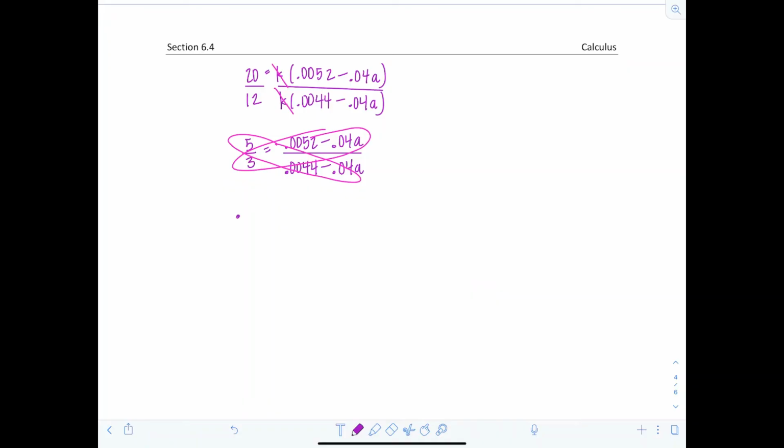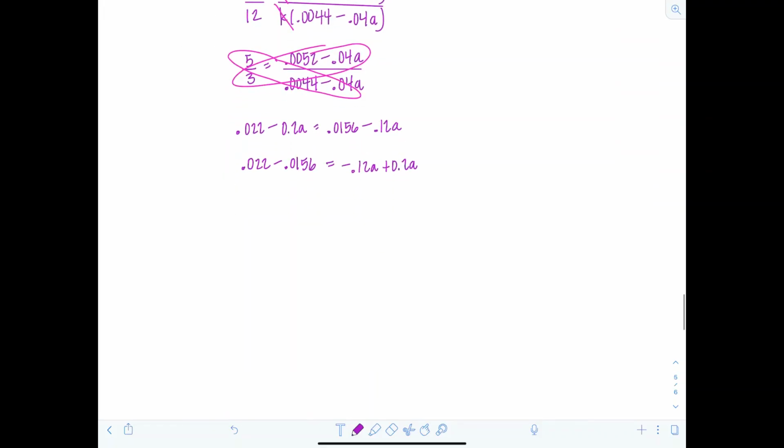So we have 0.022 minus 0.2a equals 0.0156 minus 0.12a. So then I'm left with 0.022 minus 0.0156, get the constants together, equals negative 0.12a plus 0.2a. So then now we have 0.0064 equals 0.08a. So a is equal to 0.08.